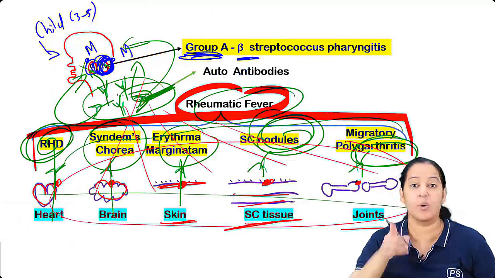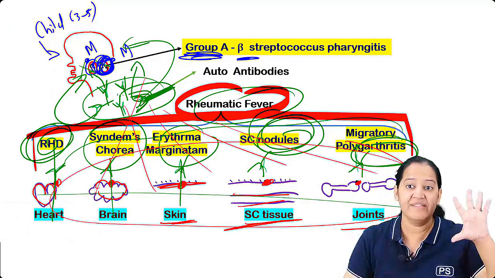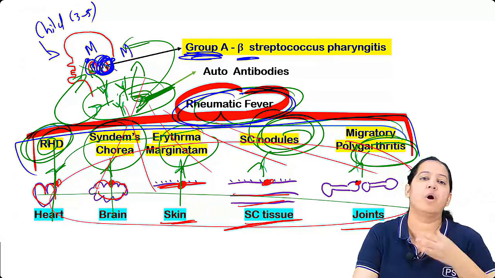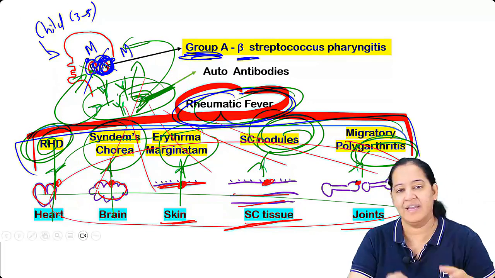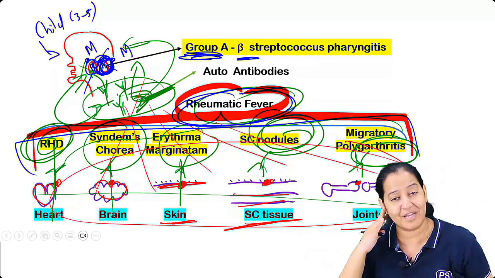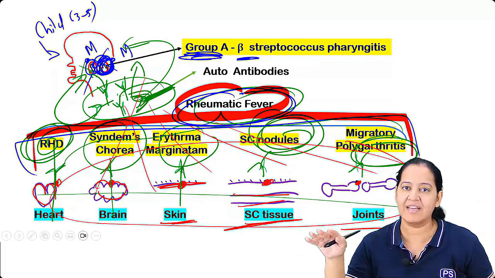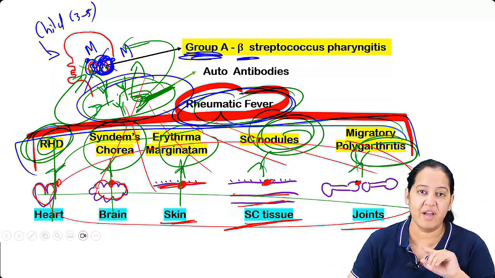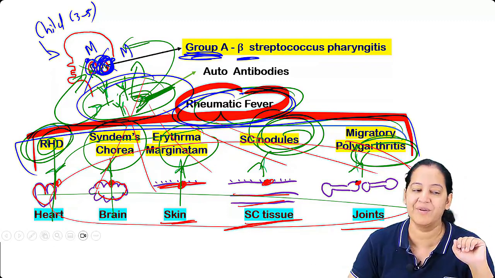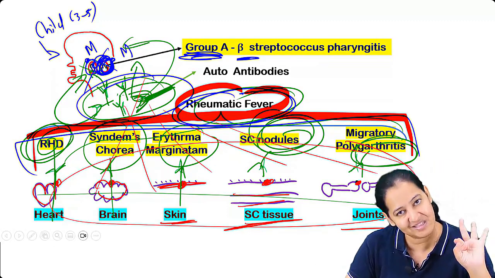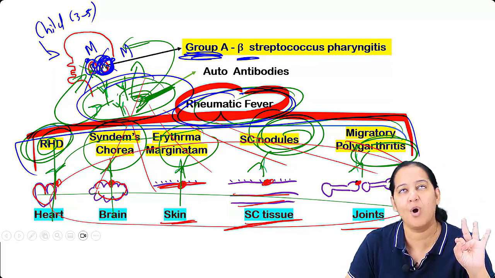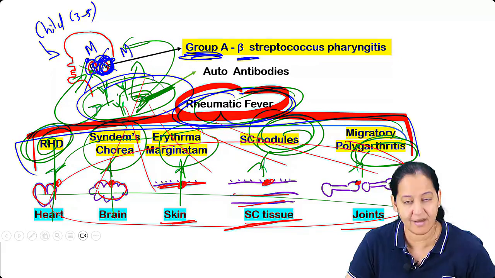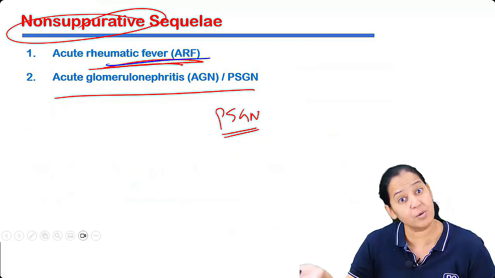But let me ask one more question. Can the 5 diseases, I mean rheumatic fever, occur without sore throat, without bacteria? In someone's body, if no bacteria comes, do the 5 organs get damaged? No. If the bacteria will not come, antibodies will not form. So not without bacteria, and not caused by bacteria either. You got my point? So neither is the disease caused by bacteria, nor can it occur without bacteria. Am I right? So it cannot occur without bacteria, but it is not caused by bacteria.